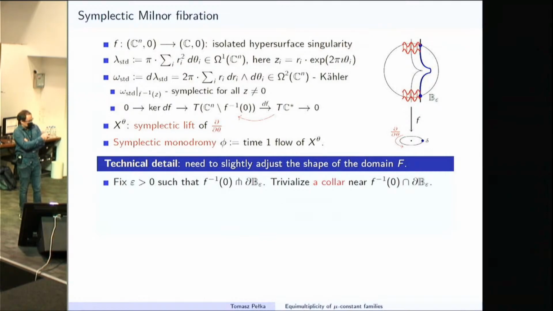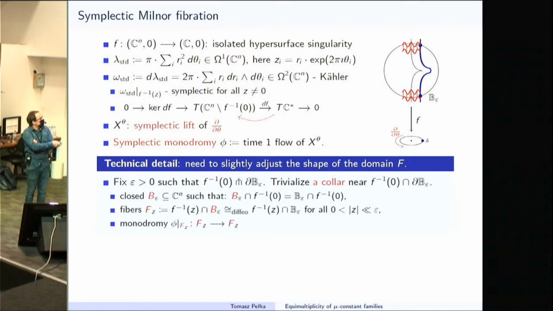So I trivialize a collar. Of course, I cannot trivialize all the fibration, but I can trivialize it near the boundary because I'm transversal to the boundary. And this way, by slightly modifying the shape of the ball, I define a closed subset of Cn, which intersects the zero fiber exactly in my original zero fiber, and the nearby fibers are at least diffeomorphic to the Milnor fibers. But now the monodromy maps this red fiber to itself. So from now on, I will skip this technical detail in my discussion.